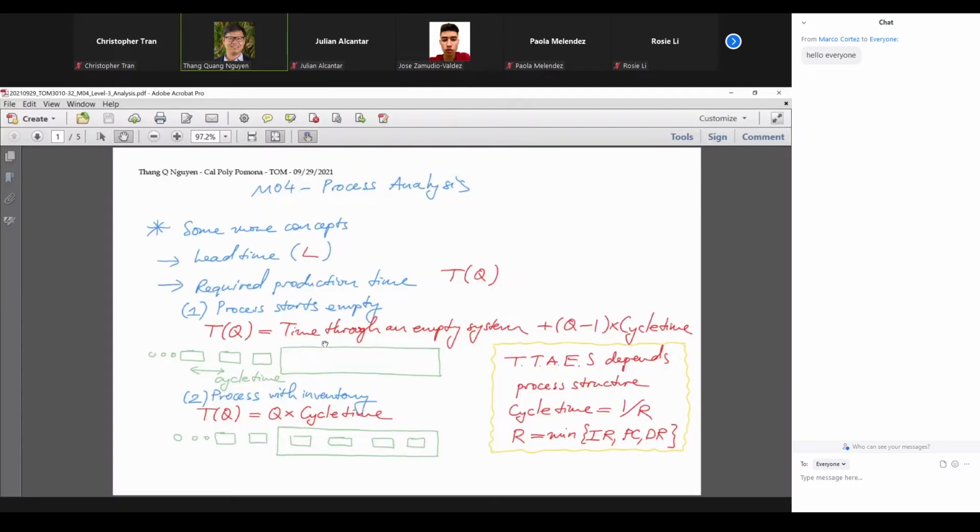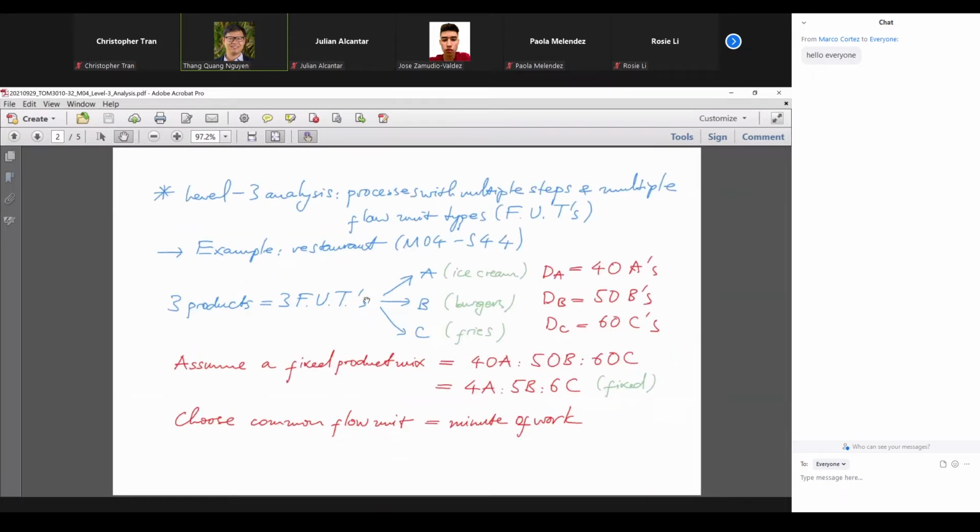Okay, so last time, right, after we talk about the lead time and the required production time, then we went to that example, right? So there are 3 products, A, B, and C. We know the demand, and we assume that the proportions of them are fixed. So it means that for every 4 ice creams, we're going to sell 5 burgers and 6 fries, right? So we assume that these proportions are fixed.